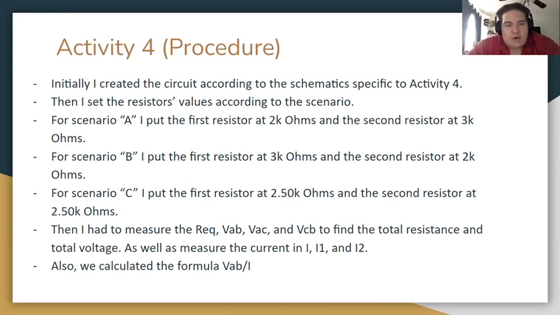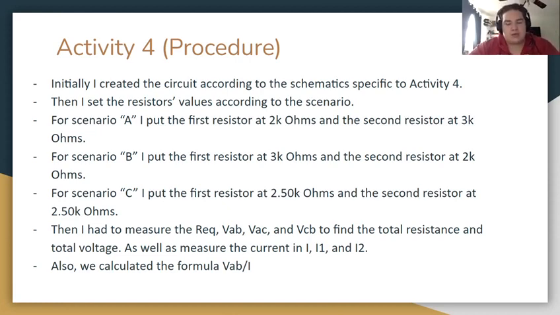In activity 4, I created the circuit according to the schematics. It was basically the same as activity 3. In scenario A, the first resistor was larger and the second resistor was smaller. In scenario B, the first resistor was smaller and the second one was larger. And in scenario C, they're both equal.